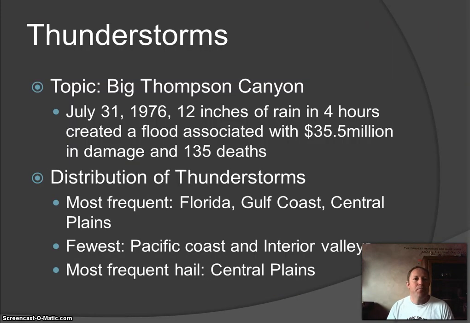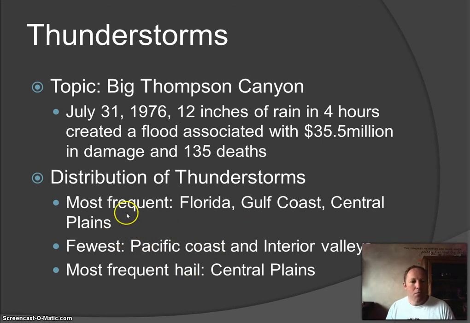Thunderstorms, Big Thompson Canyon flood. 12 inches of rain in 4 hours created a flood associated with $35.5 million in damage and 135 deaths. This was back in 1976. Another big flood happened in Rapid City, South Dakota in 1972, and that one killed over 200 people. And again, 16 inches of rain in about 6 hours fell west of Rapid City over some steep canyons, and that flood rushed through Rapid City, South Dakota.